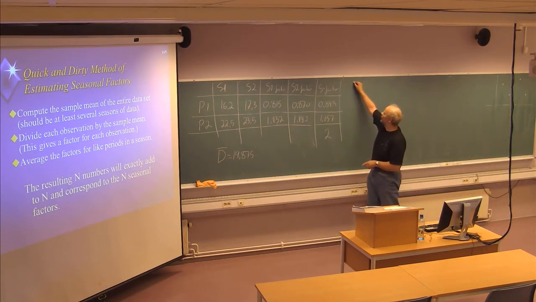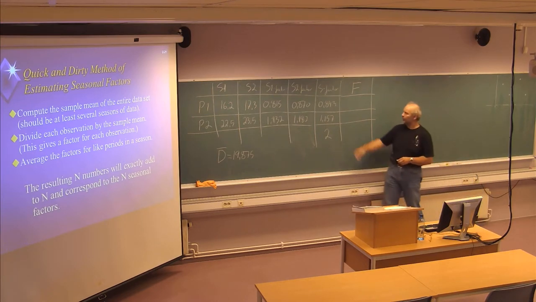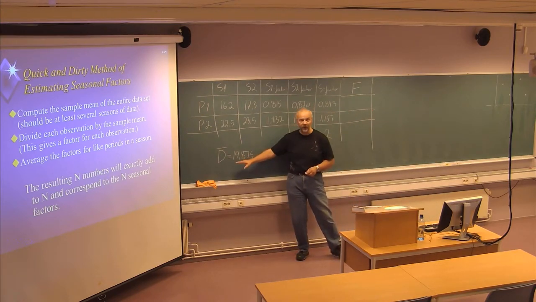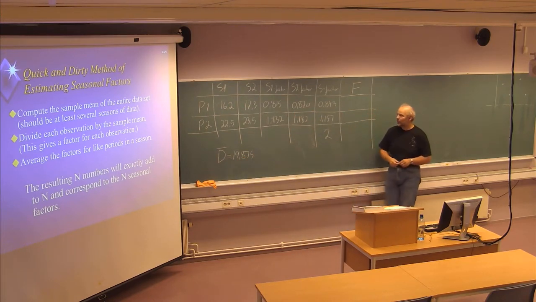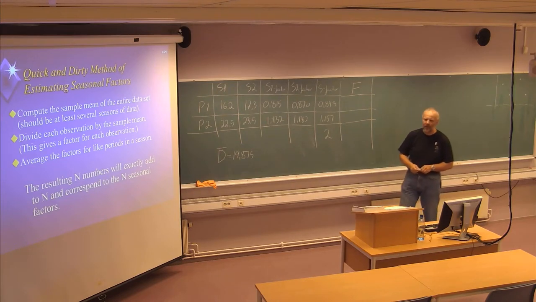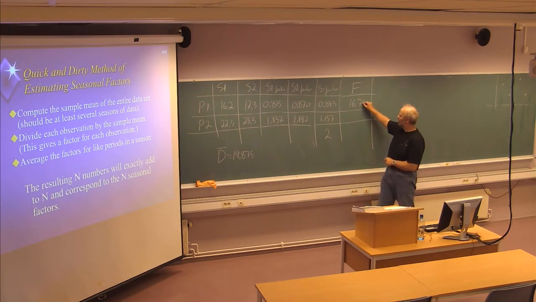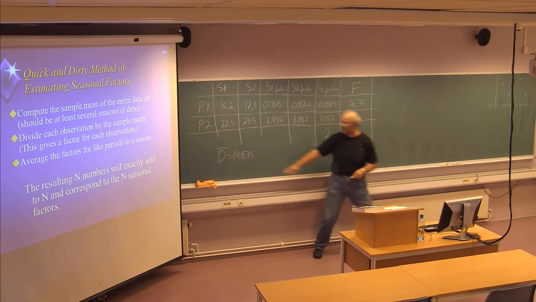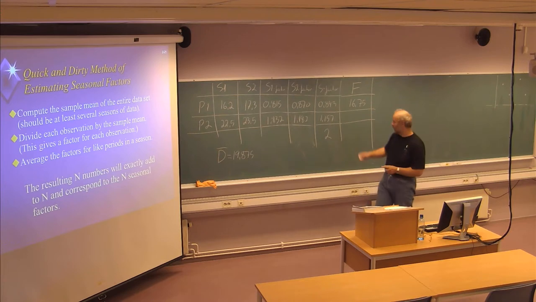Say that the forecast for next year for period number 1 will be the expected or the average demand, 19.875, multiplied by the S factor, the season factor. For period 1, you can expect to sell 16.75 items. And for period 2, use the same average demand and multiply by the S factor for period number two, 1.157, and you can expect to sell 23 items.